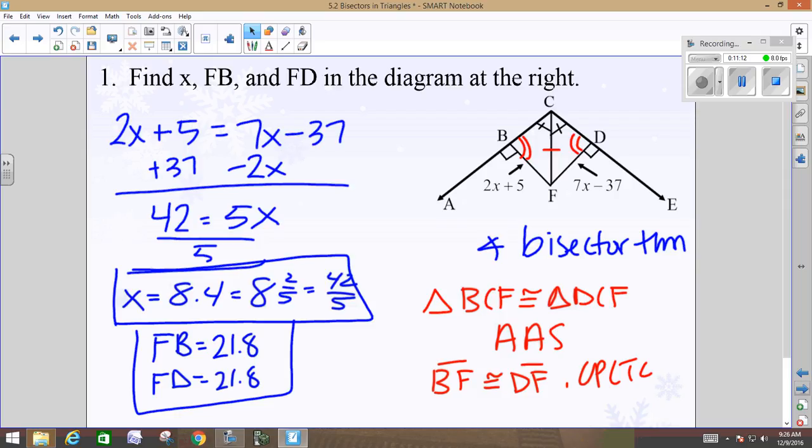So the blue ink is explaining angle bisector. Here in red, if you can't remember the angle bisector, then just prove your triangles are congruent and use your corresponding parts from there. Cool. Next one.